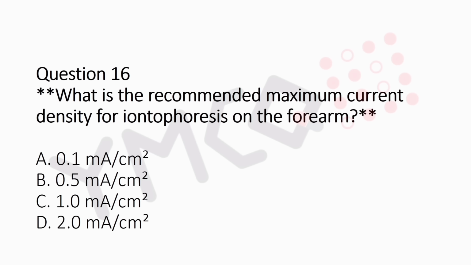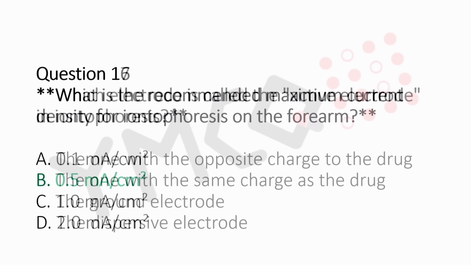What is the recommended maximum current density for iontophoresis on the forearm? Option A, 0.1 microampere per centimeter square. Option B, 0.5 microampere per centimeter square. Option C, 1 microampere per centimeter square. Option D, 2 microampere per centimeter square. And the answer is option B, 0.5 microampere per centimeter square. Now let's move to question number 17.